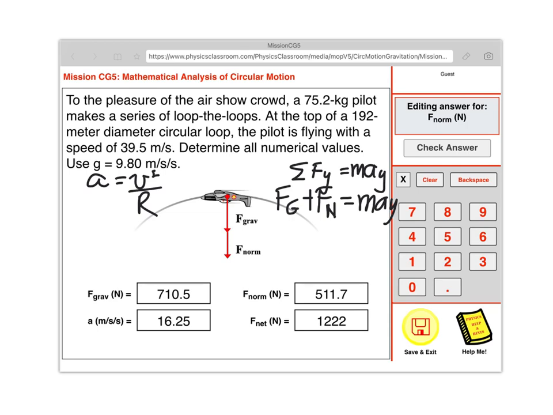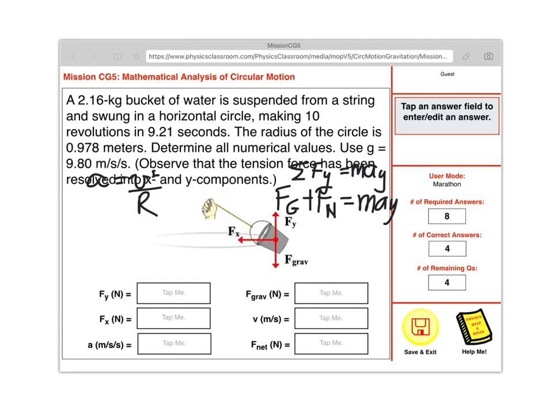Okay, let's check. Hope all those calculations are right. Whoops, something was wrong. Let me see if I can go back and find it. Okay, I went back and looked and saw that I had 511.7 rather than 511.5, so it seems like there was just some minor calculation error. Anyway, the method was correct. So now let's do this one.